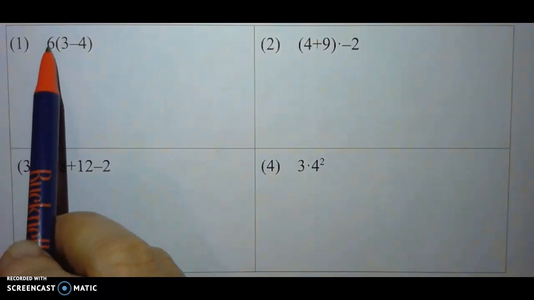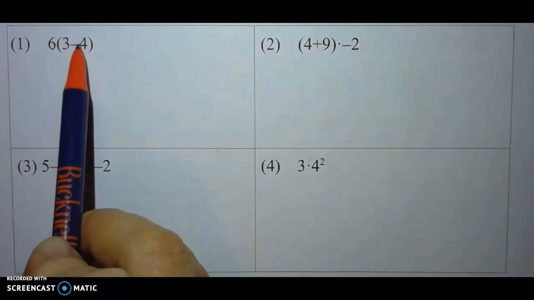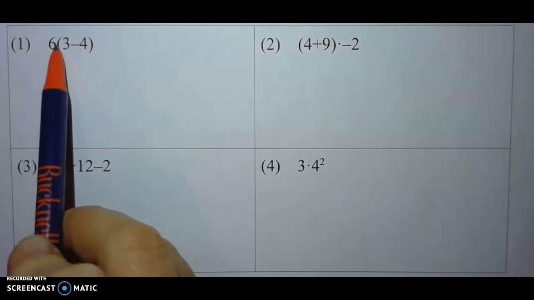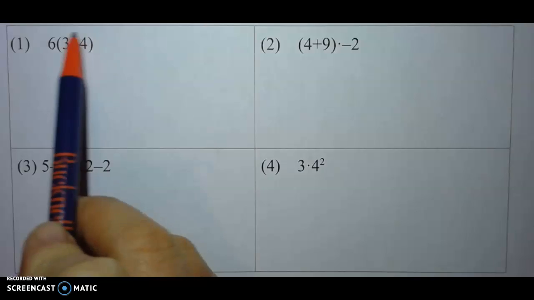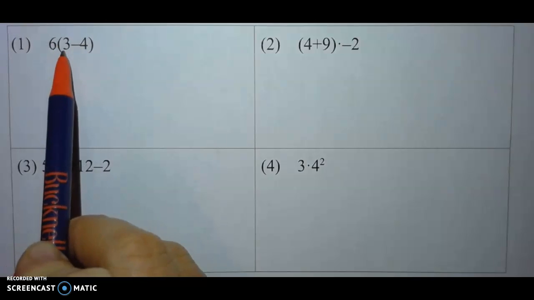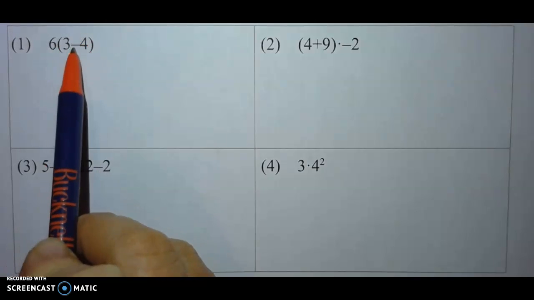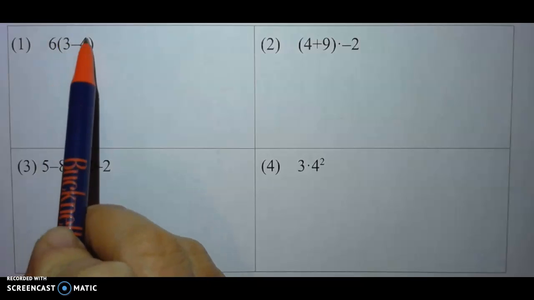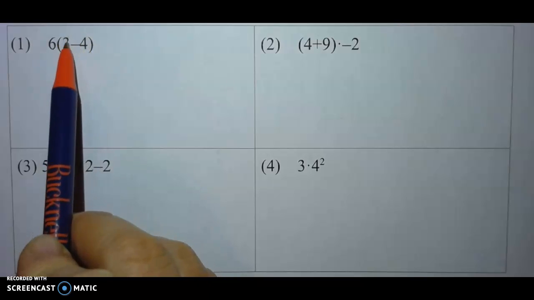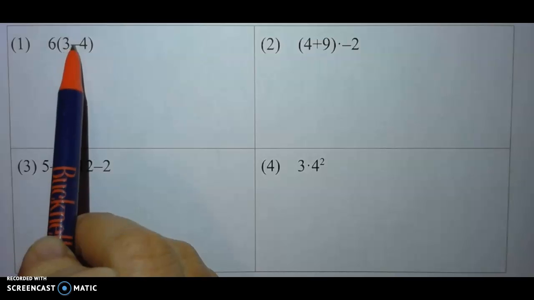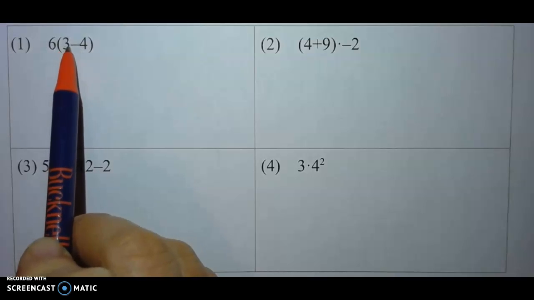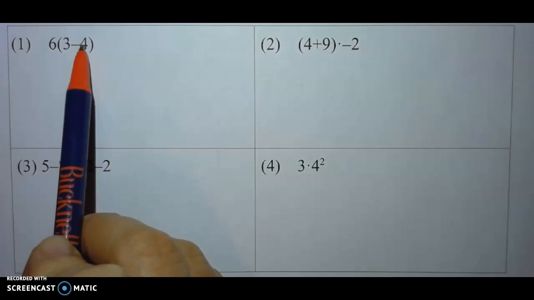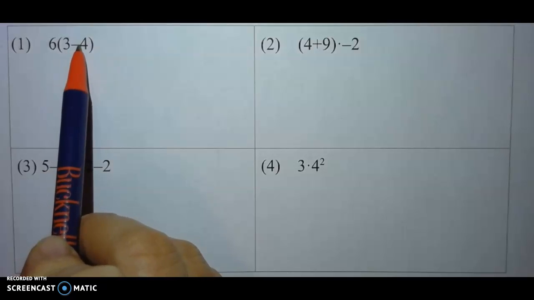Okay, so when you see 6 parentheses 3 minus 4 close parentheses, I see parentheses and subtraction and a close parenthesis. Which is the highest order? Well, it's parentheses, right? So that means we need to evaluate what's inside parentheses first. So 3 minus 4. What's 3 minus 4? Well, it's like adding a negative number. Subtracting a 4 is like adding a negative 4. So it's going to be 3 plus negative 4.